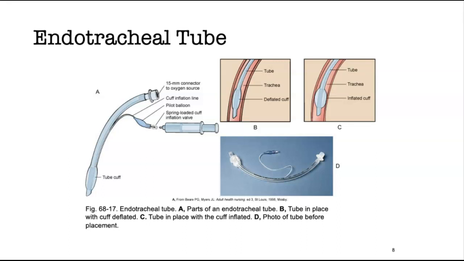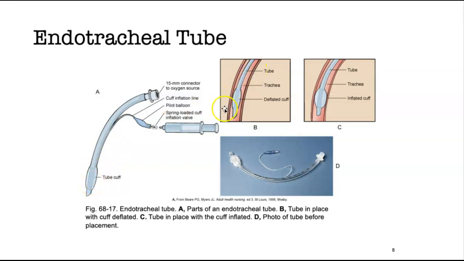So let's look at the endotracheal tube. Here you will have the picture of the endotracheal tube. This is what comes out at the lip level where you would connect in the oxygen source, so the mechanical ventilator or your ambu bag. This is the cuff inflation line, and you would inflate it here, and you have a balloon here that gives you an indication if the cuff is inflated or not inflated.